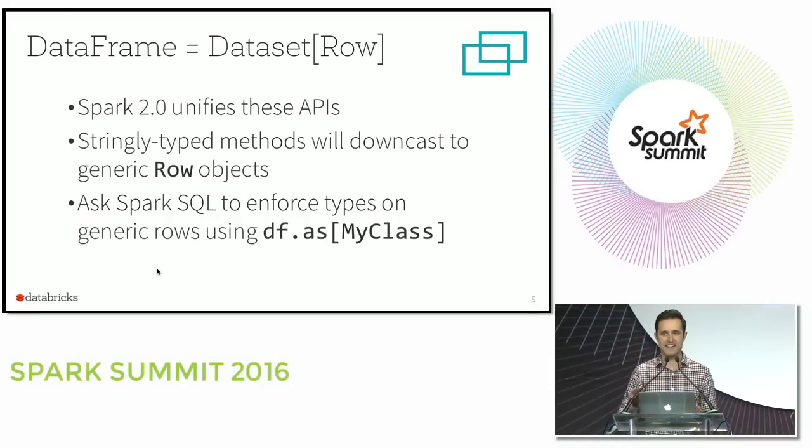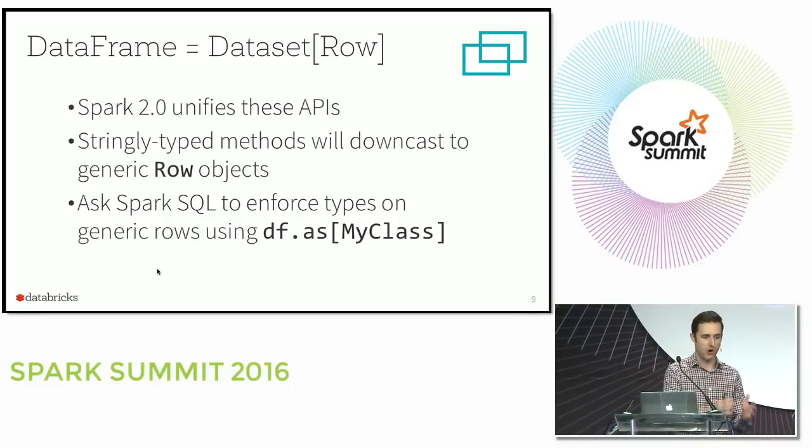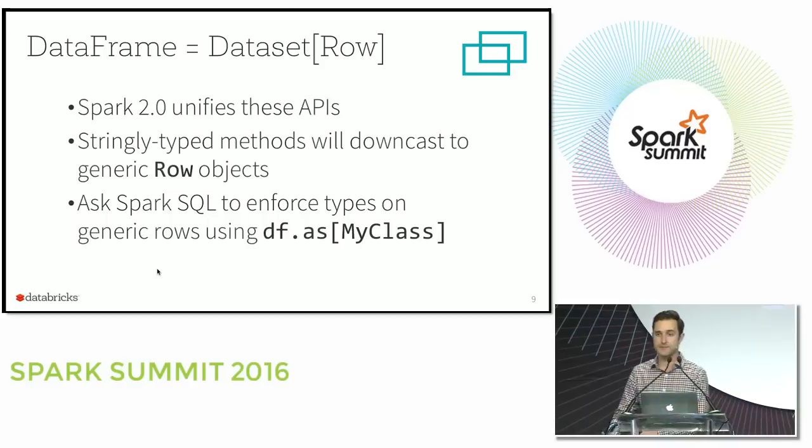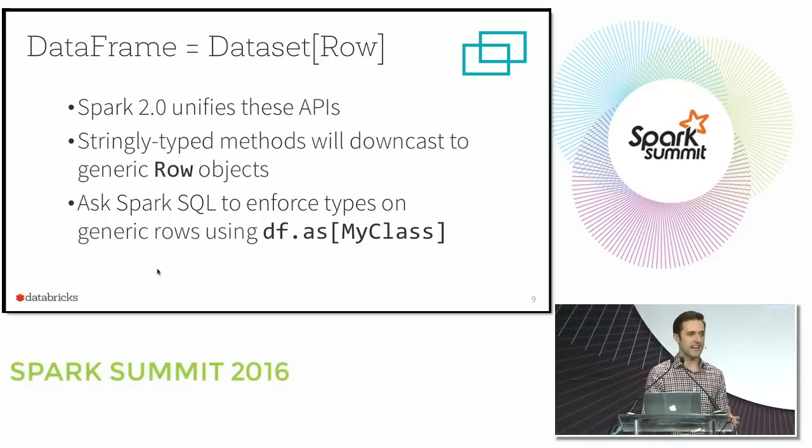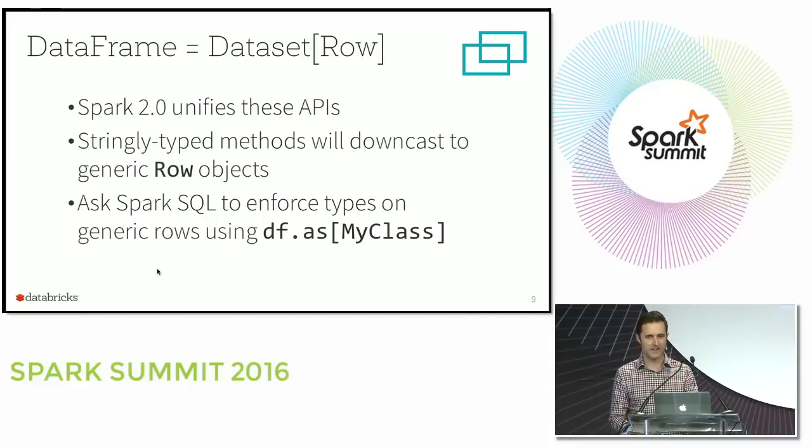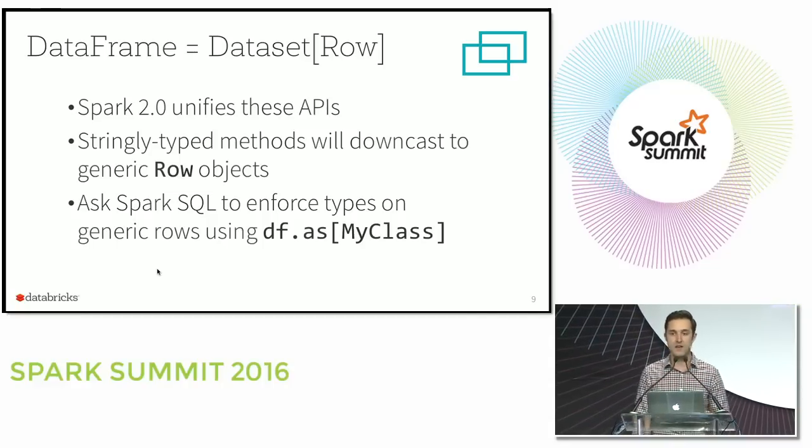Now, DataFrames and Datasets, this is something that's changed between Spark 1.6 and Spark 2.0. In 1.6, they were totally separate concepts, and the reason was we didn't want to break any APIs in the 1.x series. We were very serious about API compatibility. In Spark 2.0, we unify these. So there's no longer two distinct concepts for you to work with.